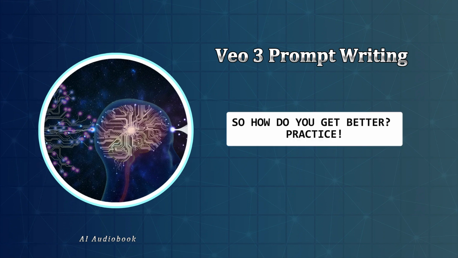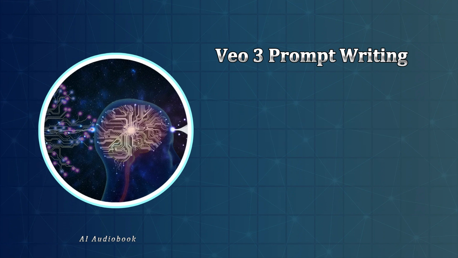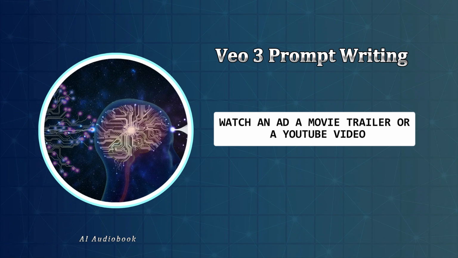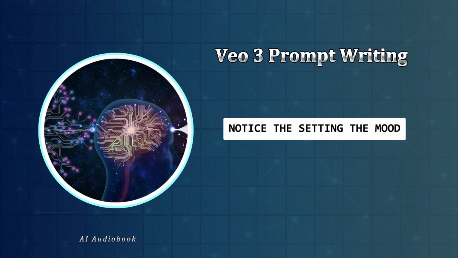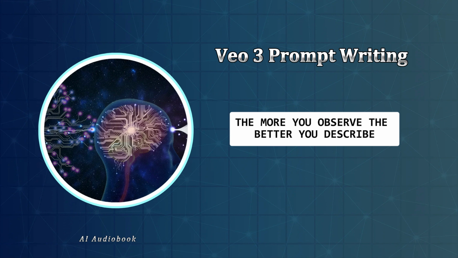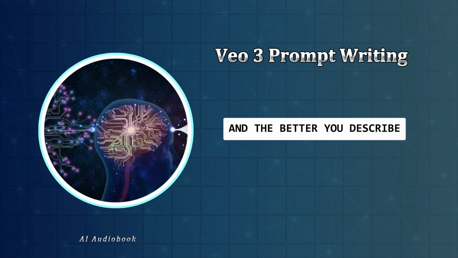So how do you get better? Practice. Start by describing short clips of videos you like. Watch an ad, a movie trailer, or a YouTube video, then try to write a prompt that could recreate it. Notice the setting, the mood, the camera movement, the style. The more you observe, the better you describe. And the better you describe, the better Veo performs.